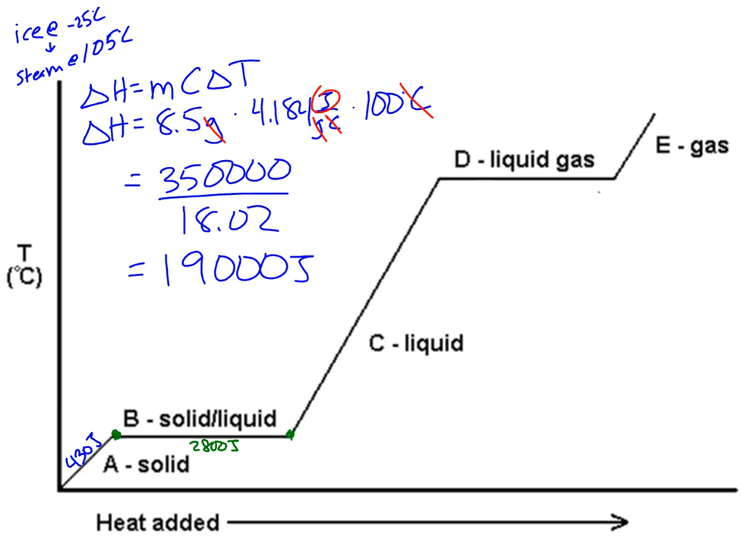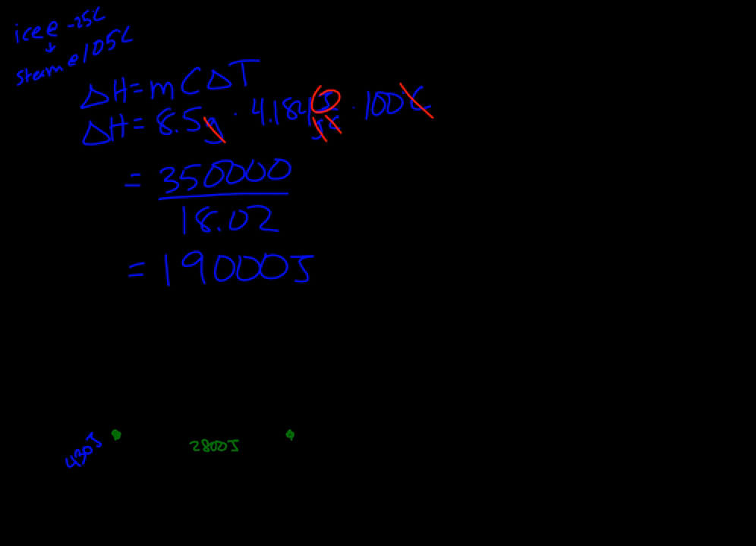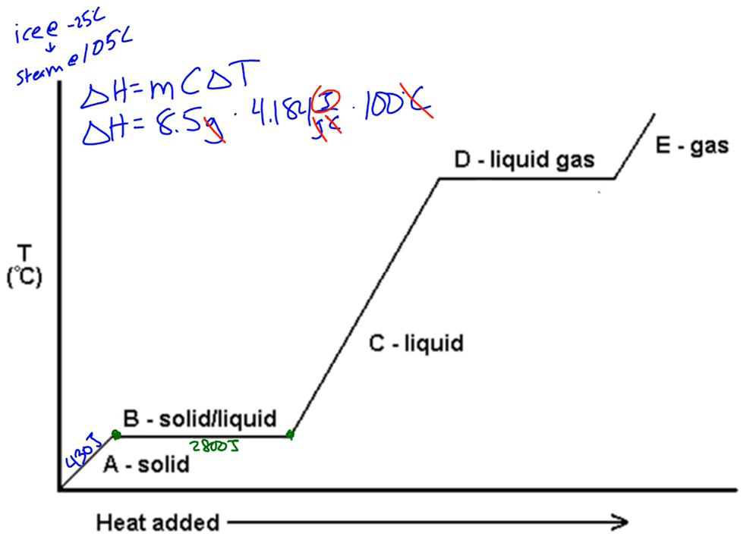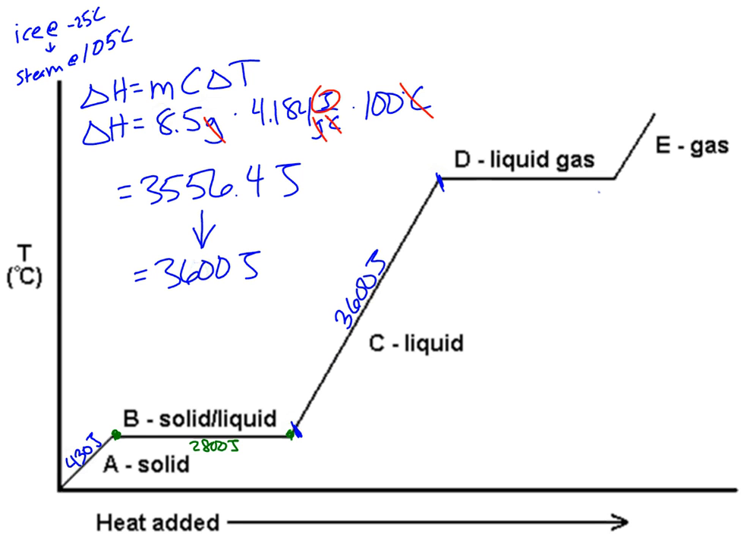Oops, wrong one. Wrong notes. Let's get rid of that. So if I go 8.5 times 4.184 joules times 100, I'm going to end up with 3556.4 joules, which is, with sig figs, 3,600 joules. Okay, so that means from this point right here to this point right here is 3,600 joules.